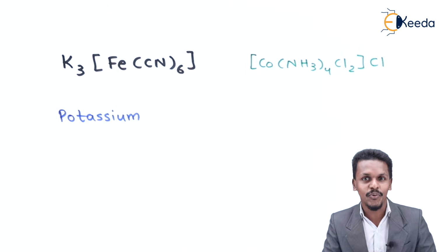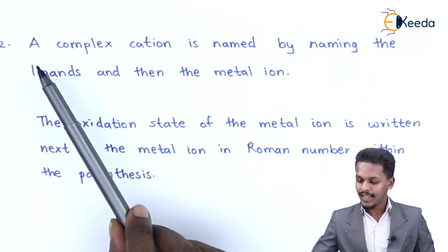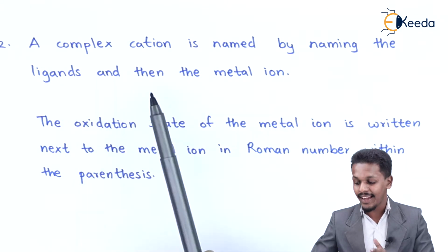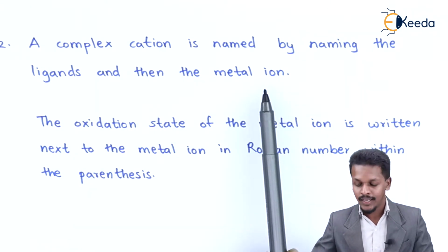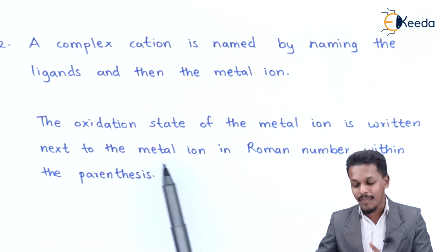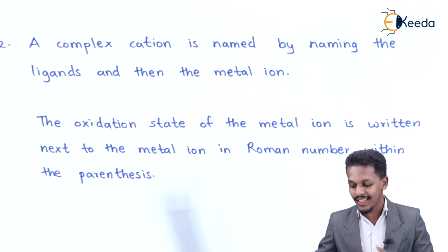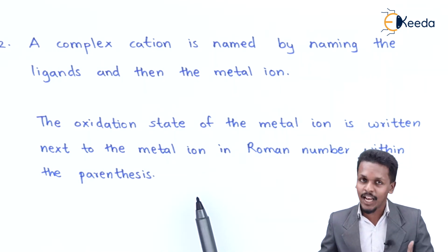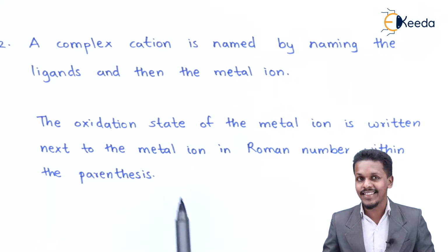Now let me talk about the second rule. The second rule is that a complex cation is named by naming the ligand and then the metal ion, while the oxidation state of the metal ion is written next to the metal ion in Roman numerals within parentheses. This is the rule that I'm going to explain with the help of an example, so that we could understand this rule.